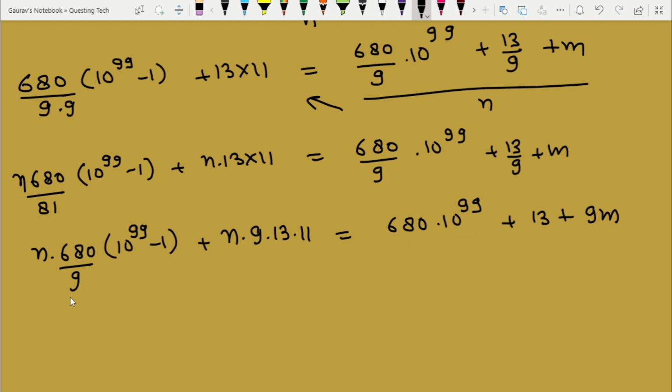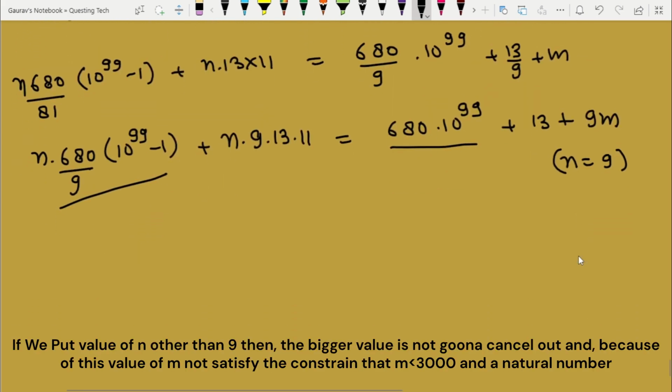So can we get a similar expression on both sides, so that we can cancel out this bigger number and be left with these small numbers to do the calculations for the number m? If we put the value of n equals 9, this is some sort of similar. So we are going to put n equals 9 because n is less than 3000. So 9 is also less than 3000.